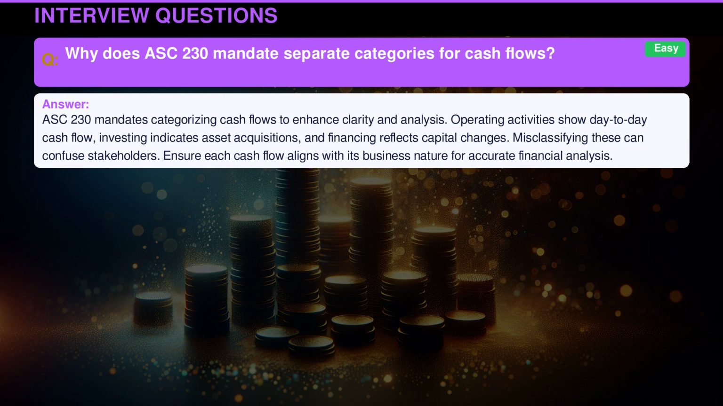Operating activities show day-to-day cash flow. Investing indicates asset acquisitions, and financing reflects capital changes. Misclassifying these can confuse stakeholders. Ensure each cash flow aligns with its business nature for accurate financial analysis.